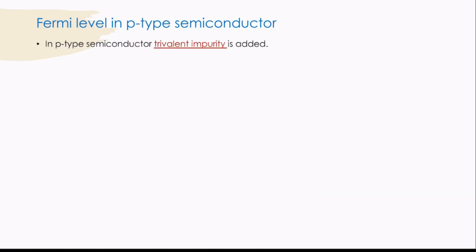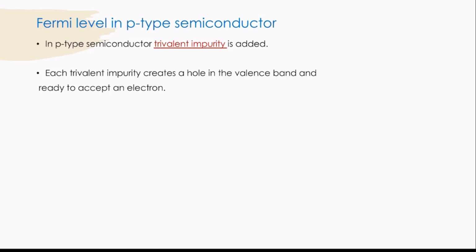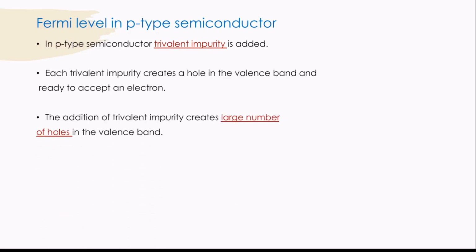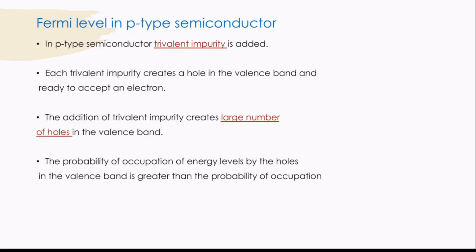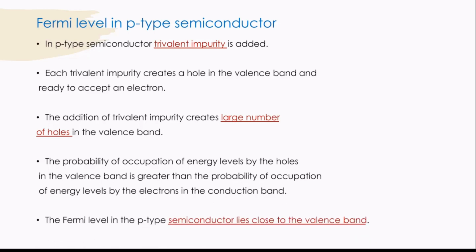In P-type semiconductors, the trivalent impurities are added to the intrinsic form of semiconductors, and each trivalent impurity creates a hole in the valence band, ready to accept an electron. The addition of these trivalent impurities creates a large number of holes in the valence band, and the probability of occupation of energy levels by the holes in the valence band is greater than the probability of occupation of energy levels by the electrons in the conduction band, and the Fermi level in the P-type semiconductor lies close to that of the valence band.